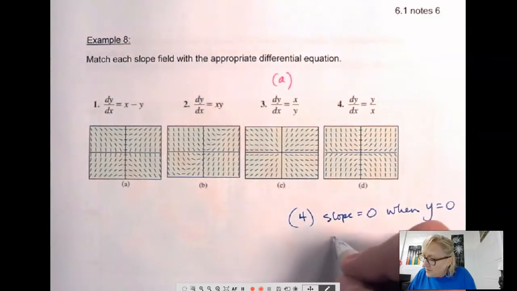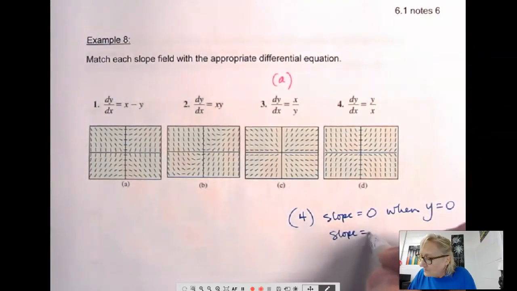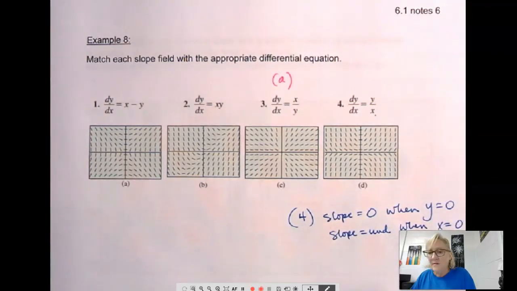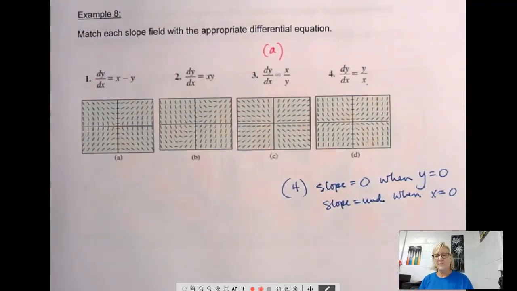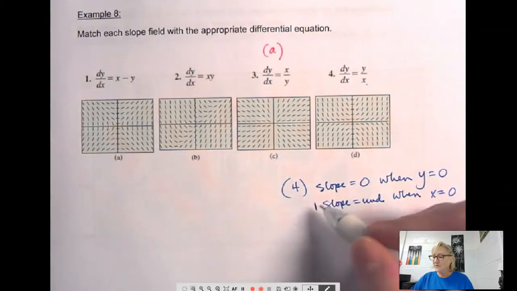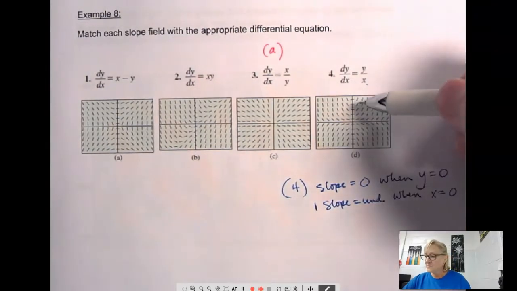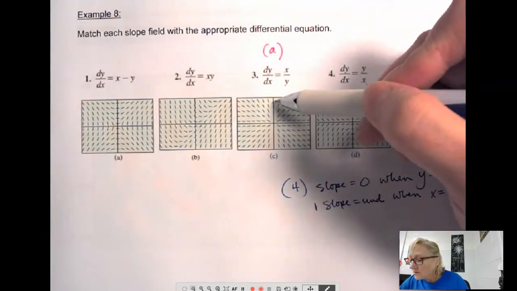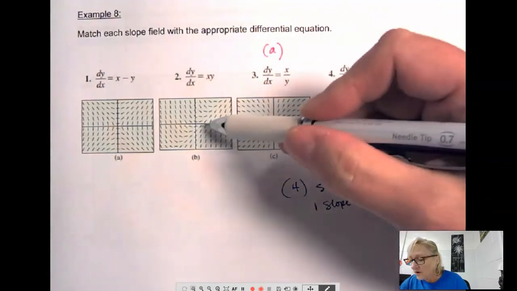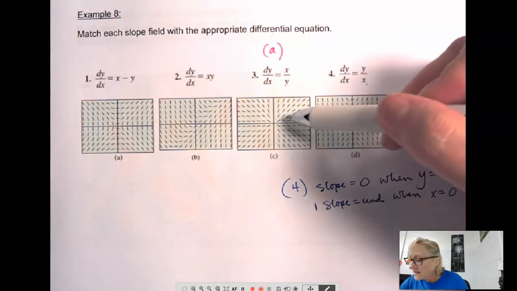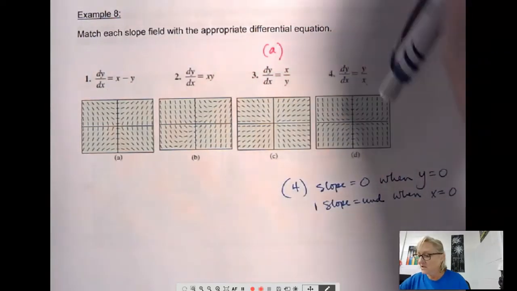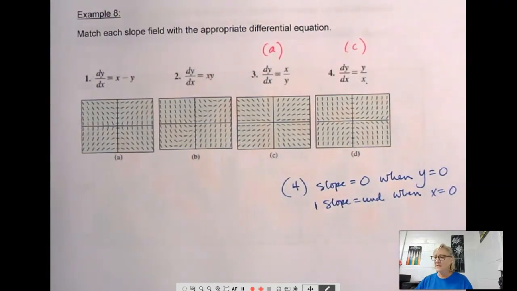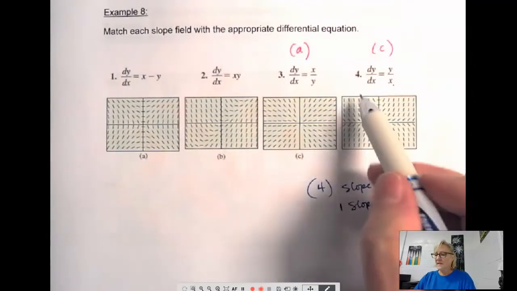For number 4, the slope is undefined when x is 0, because x is in the denominator. A fraction is undefined when the denominator is 0. Now, an undefined slope looks like a vertical segment. So where is x equals 0? All along here. These are not vertical segments. These could be vertical. Okay, we already eliminated that one. So I would definitely say that 4 has to go with C, just based on process of elimination there. Okay, so I'm not having to plot a whole lot of points. I'm just generally looking for patterns that I know would have to be true.